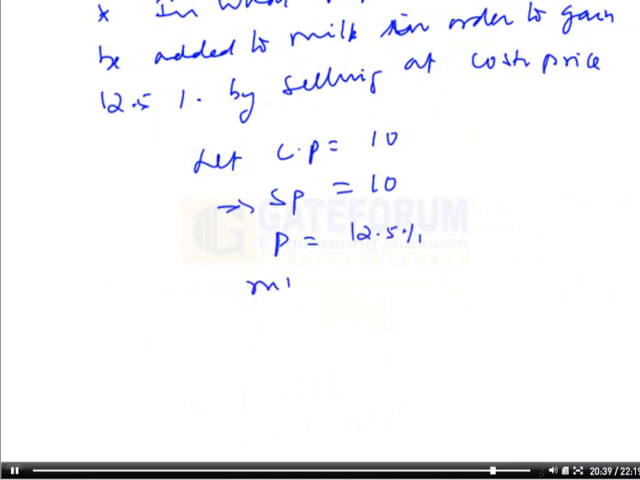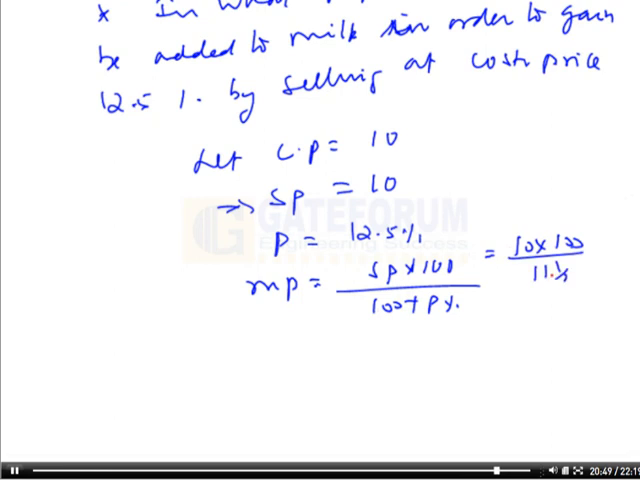So we can find the mean price. SP into 100 by 100 plus profit percentage. So 10 into 100 into 2 by 225 divided by 25. 9 times 4 times, so 80 by 9.